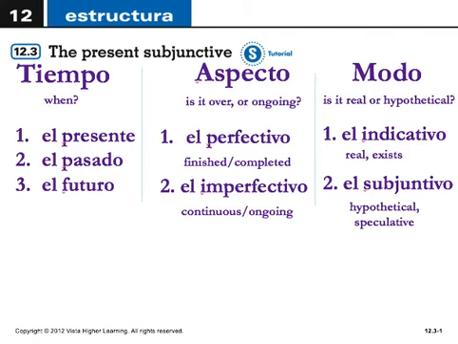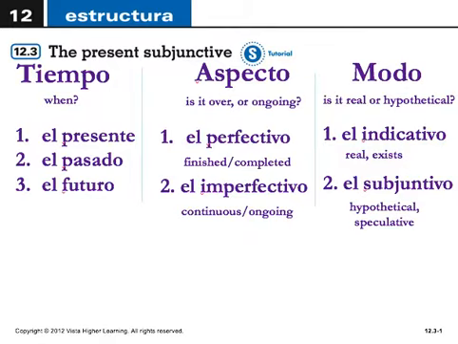We're going to look at section 12.3, the present subjunctive. So every verb in Spanish has the following three characteristics. They each have tiempo, or time, which answers the question when. There's el presente, el pasado, el futuro.